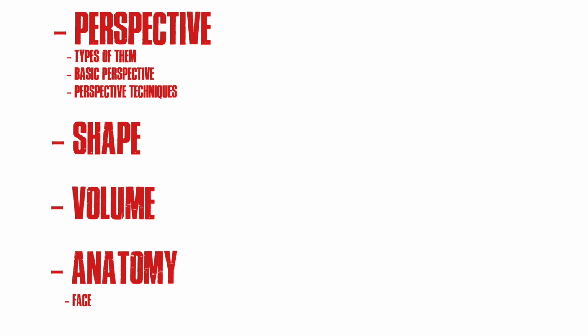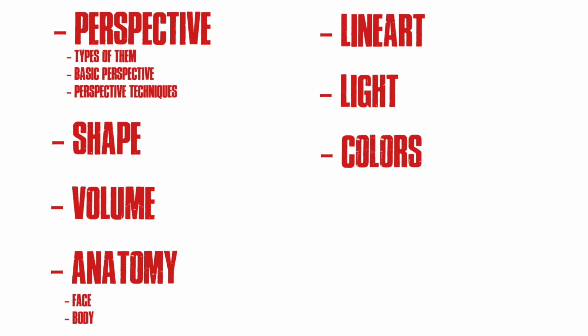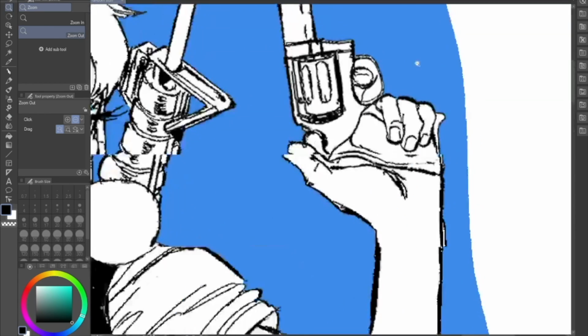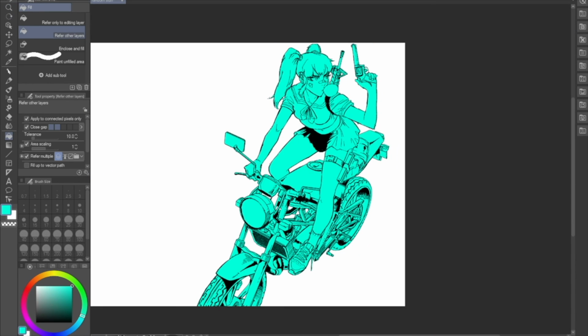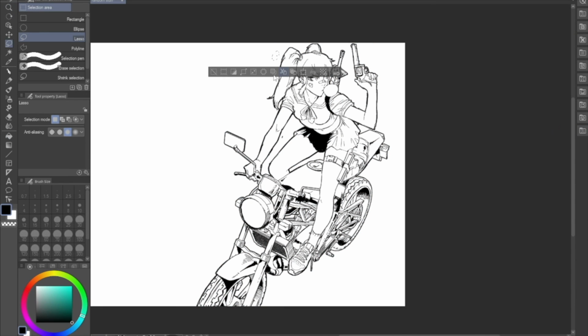He goes over perspective, the types of them, basic perspective, the different perspective techniques. He goes over shape, volume, anatomy, both the face and the body. He goes over line art, light, colors, color theory, you name it. Of all the courses I've taken from Colosso's catalog, this is the most in-depth one when it comes to fundamentals.